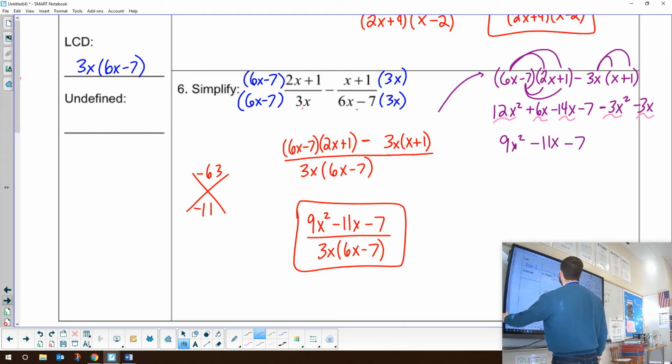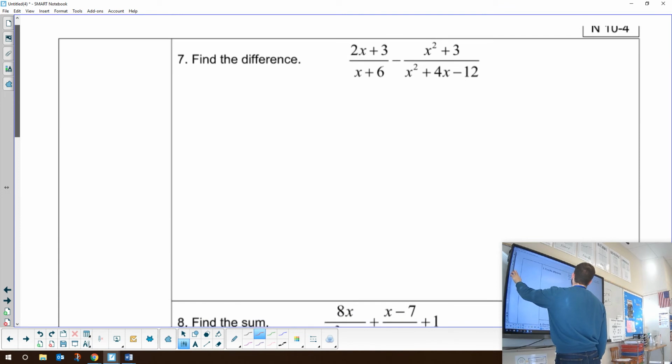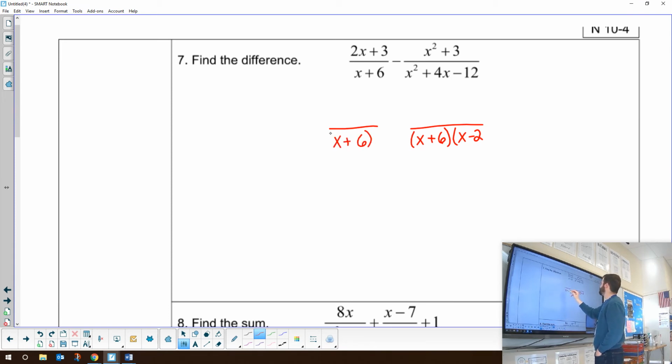All right, we have one last page to get through, and then we are finished. So let's start here at number 7. So once again, we're looking for a GCF. I mean, not a GCF, a lowest common denominator. To find my lowest common denominator, we are going to need to first factor this. So we're going to factor that and see if I can find a lowest common denominator. So if I factor this out, that's going to be x plus 6 times x minus 2. Okay, so we were able to factor this out.